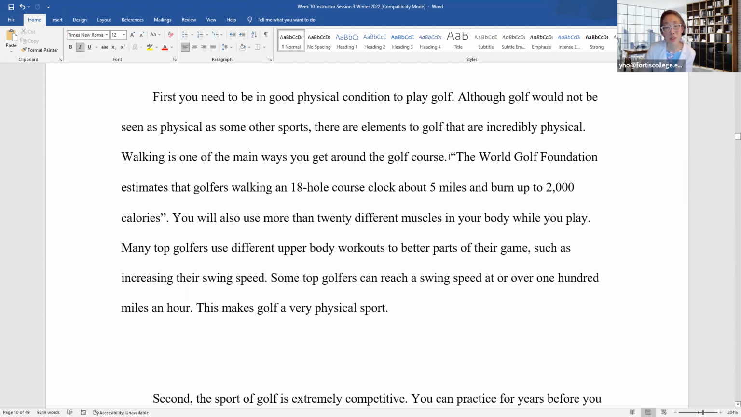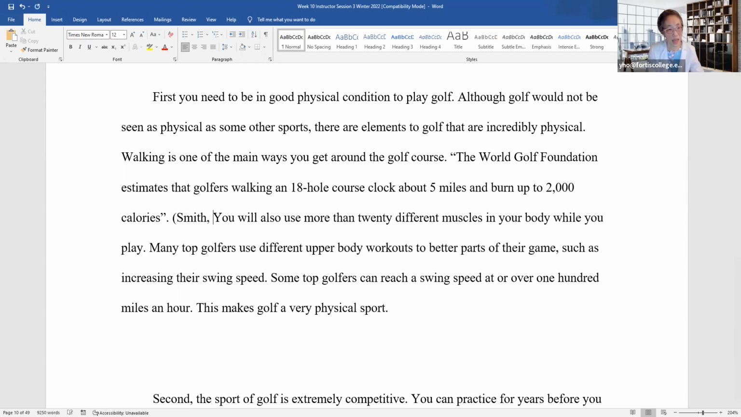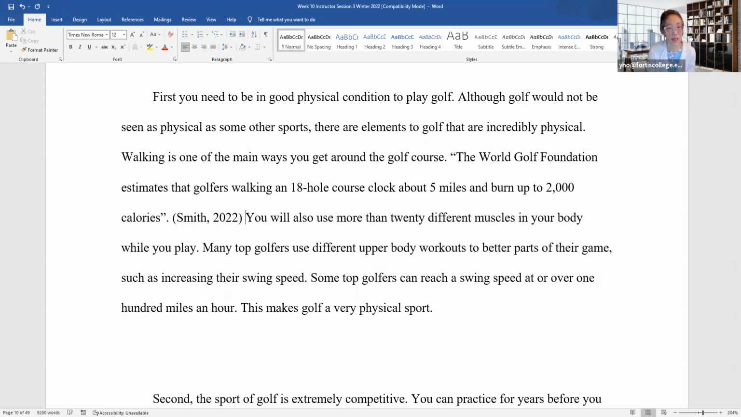She remembered to put in her quotation marks. What else is missing? So we need the author's name and the year. Yeah, the author's name, Smith, and the year. Okay, and so that's missing. But she did know it was some kind of quotation. Okay, so she almost got it.